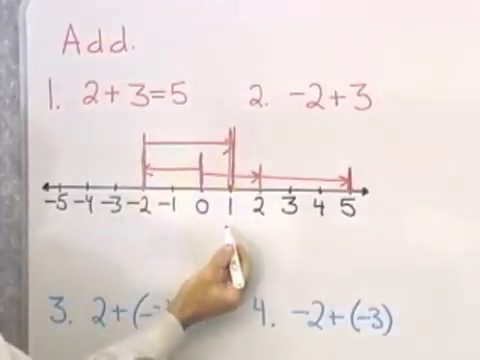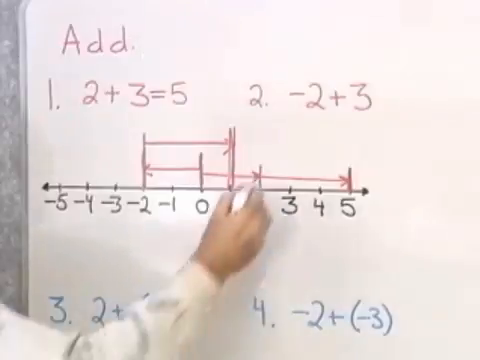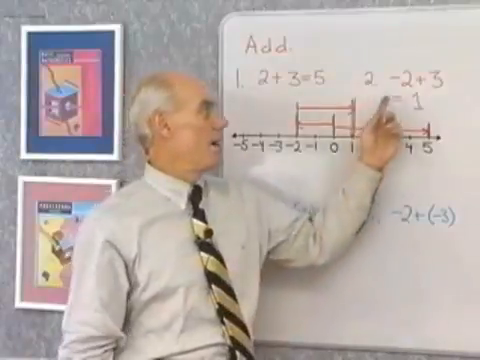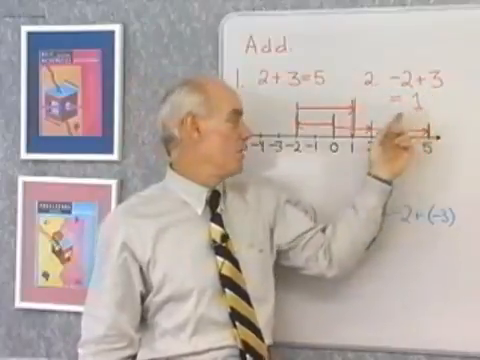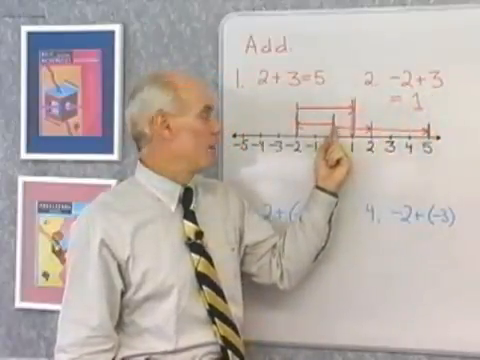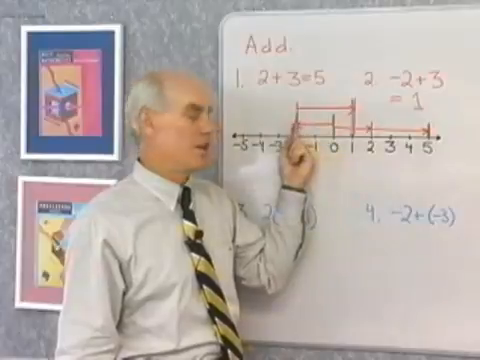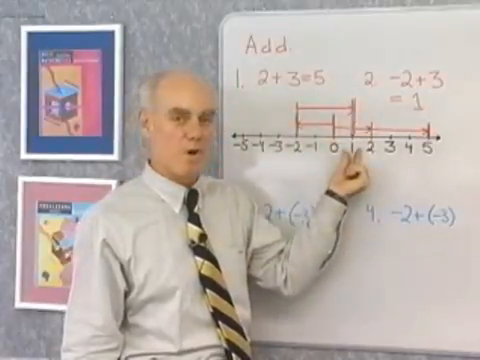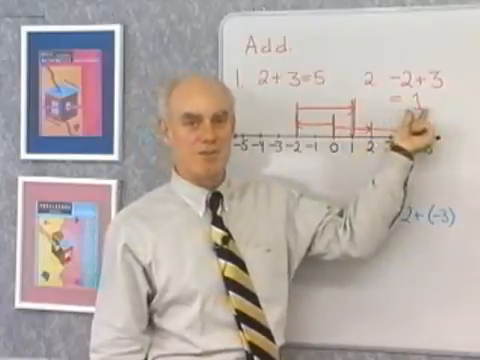The place where I end up is the answer to this problem, which is positive 1. So the reason why negative 2 plus 3 is positive 1 is because of this movement on the number line. I start at the origin, 2 units in the negative direction, and then 3 units in the positive direction. The place I end up is 1, and so that's the answer to negative 2 plus 3.